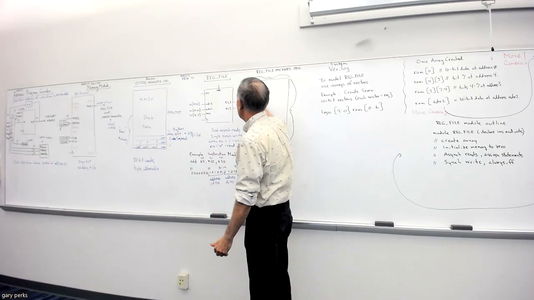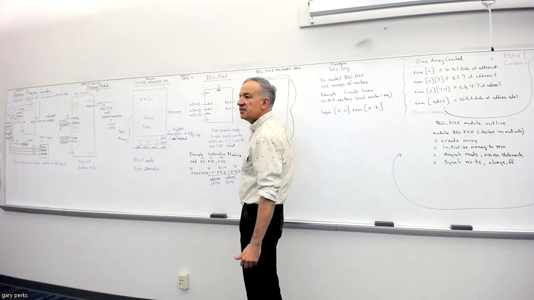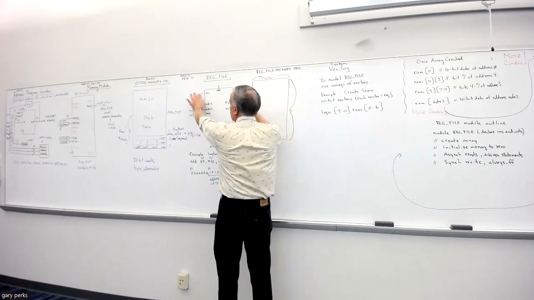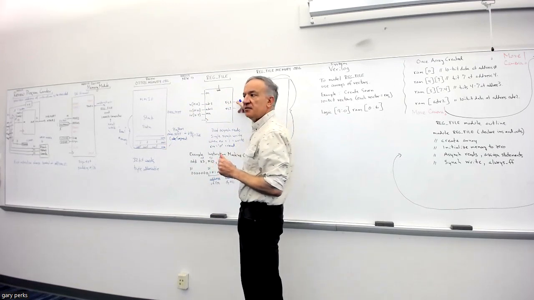And what dual async reads means is that we can get data from both of these outputs at the same time. Okay, so when this is 0, we're doing a read, we can read from both of these. And that's what a dual read is.